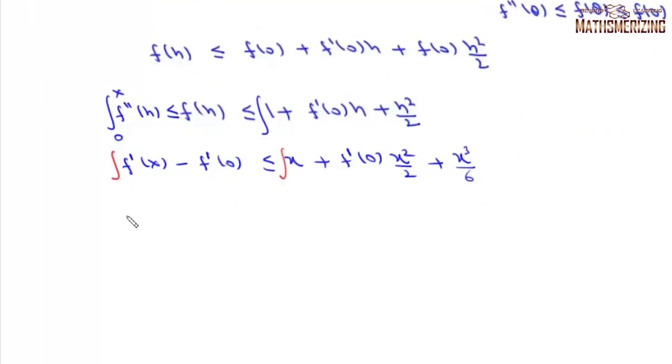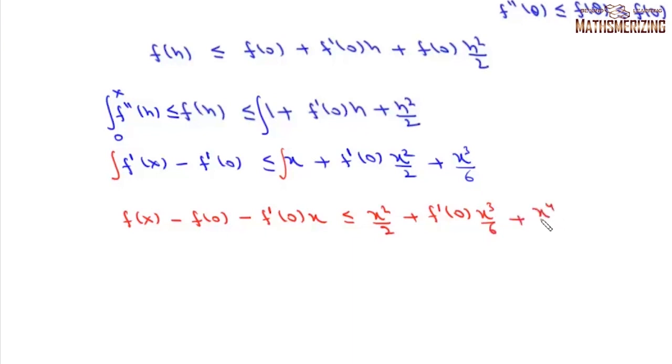Here will be fx minus f0 minus f dash 0 x, and it will be less than or equal to x square by 2 plus f dash 0 x cube by 6 plus x to the power 4 by 24.